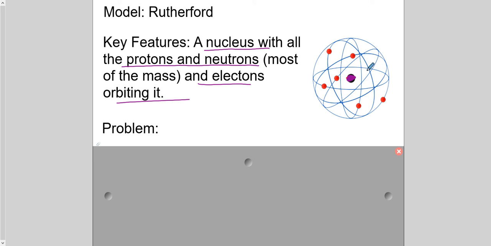It explains alpha particle scattering. It still has the electrons really easy to remove on the outside of the atom. Kind of all the chemistry and all the physics of the day could be explained using the Rutherford model.